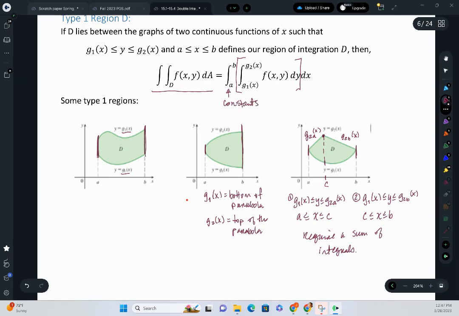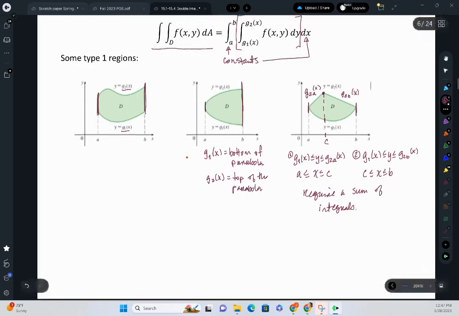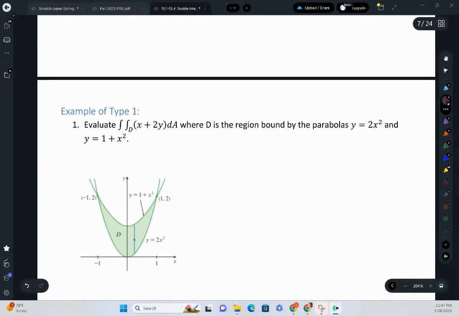So if it's a type 1 region, then dx is where we have x values going from a number to a number, and dy is where we have y going from a function to a function. Okay? Let's look at an example of working through a problem that has a type 1 region.